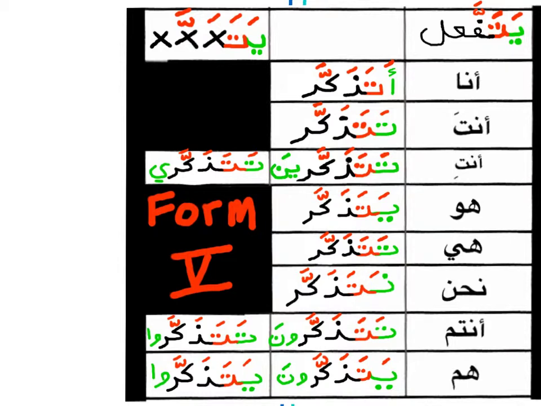Okay, let's look at an example of form 5. We have يتفعل, and the verb is يتذكر. So you have the stem and the pattern يتذكر. With أنا أتذكر, see the conjugation prefix. أنت تتذكر, أنت تتذكرين or تتذكري, هو يتذكر, هي تتذكر, نحن نتذكر, أنتم تتذكرون or تتذكروا, هم يتذكرون, يتذكروا. To remember, in form 5.